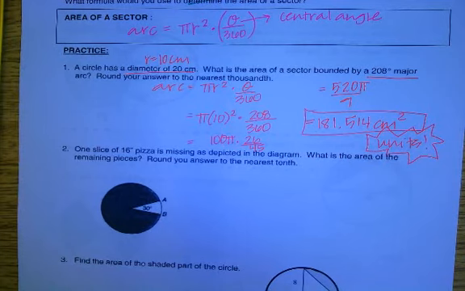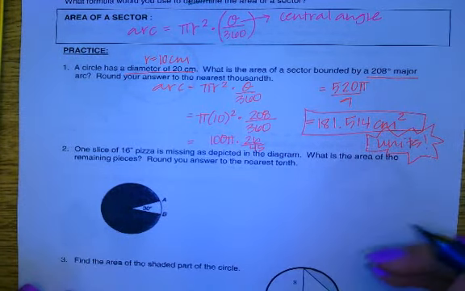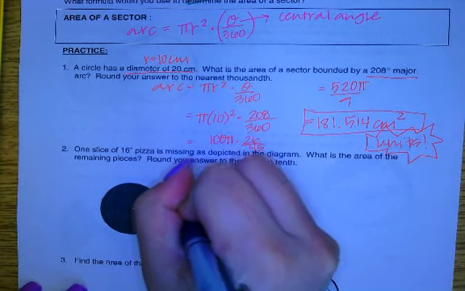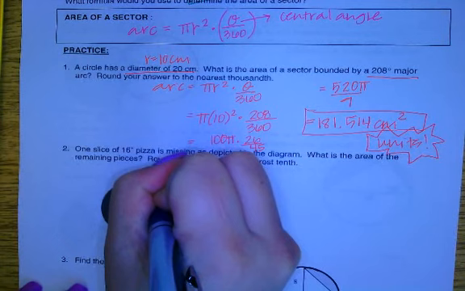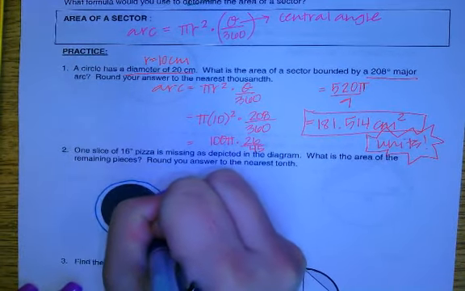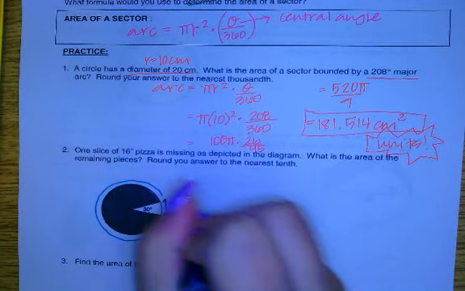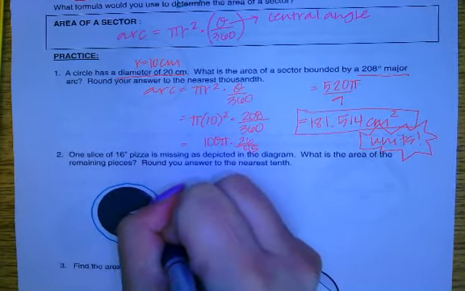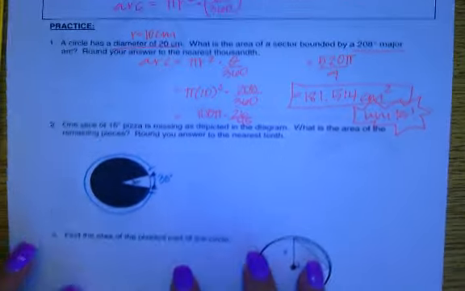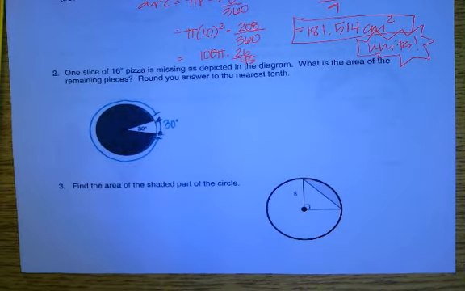Alright, try number 2 on your own. You're trying to find the area of the remaining pieces, so the shaded part.